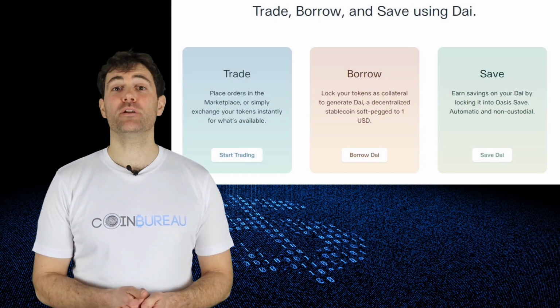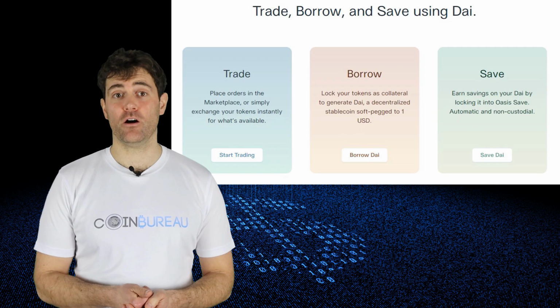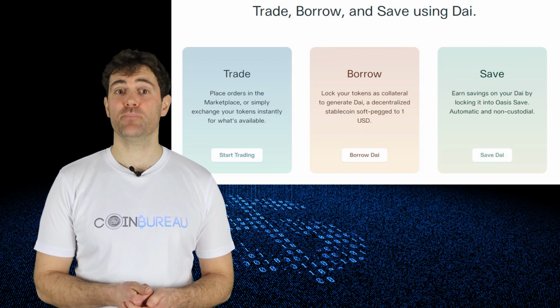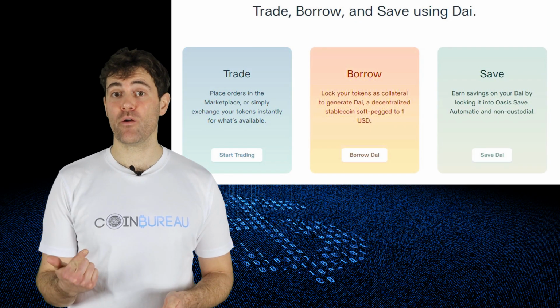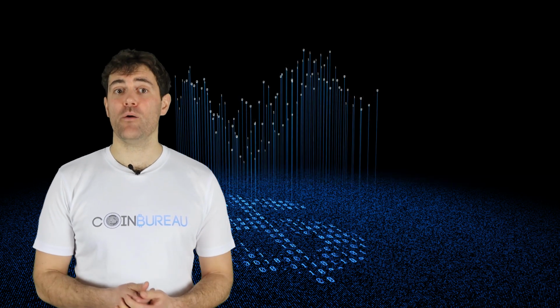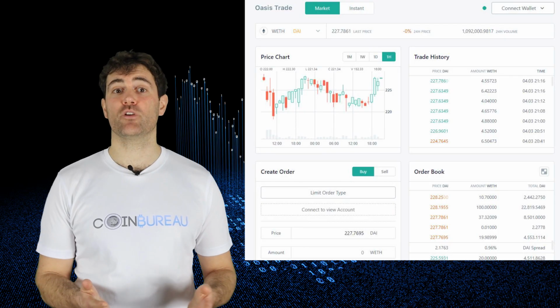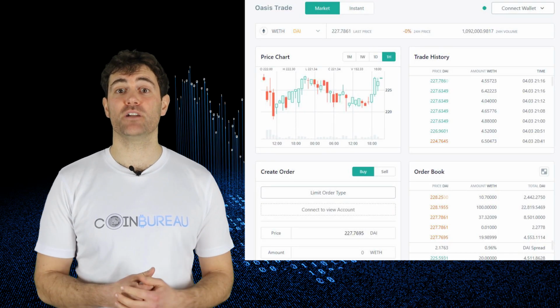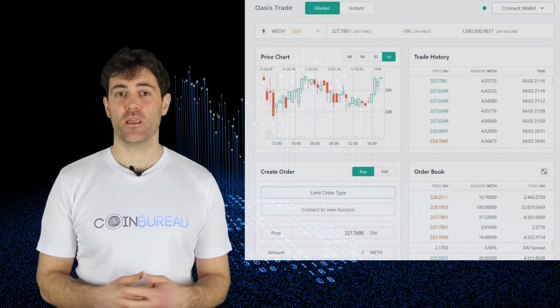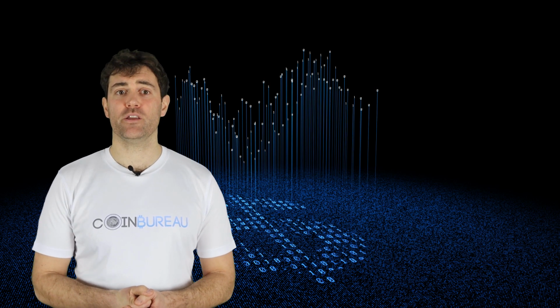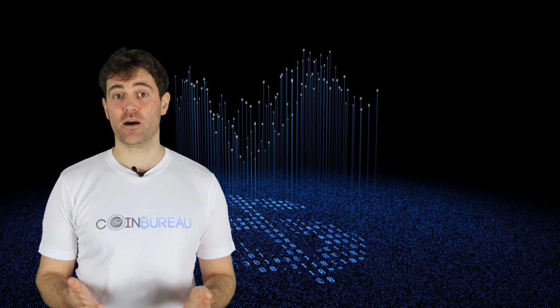The DeFi Hub brings together three key features of the Maker ecosystem into one simplistic user experience. You have Oasis Trade, Oasis Borrow, and Oasis Save. Oasis Trade is basically a decentralized exchange that allows you to trade your DAI for other ERC20 tokens such as Ethereum and Augur's REP. You can also trade DAI for the USDC stablecoin that we mentioned above.